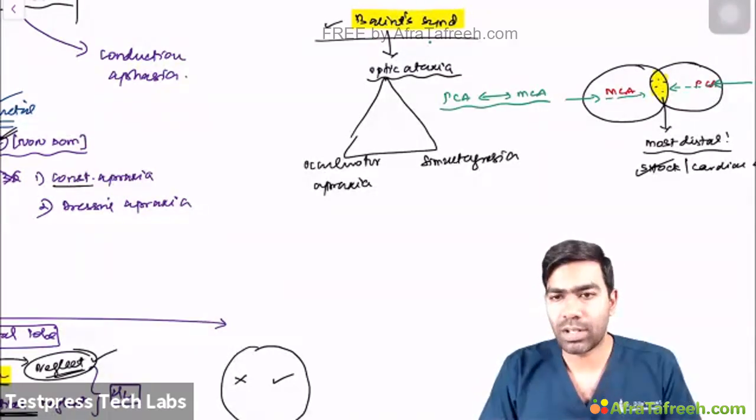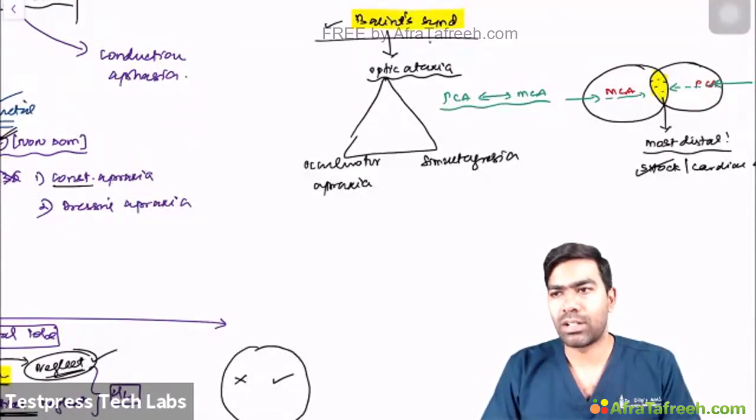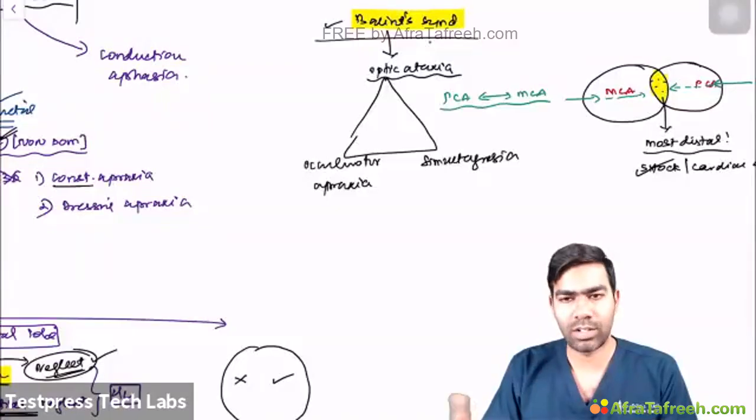Then we have something called optic ataxia. No, what you see there is completely different. I know what you're asking right now. That's not the cerebellar problem. This kind of optic ataxia is completely different.